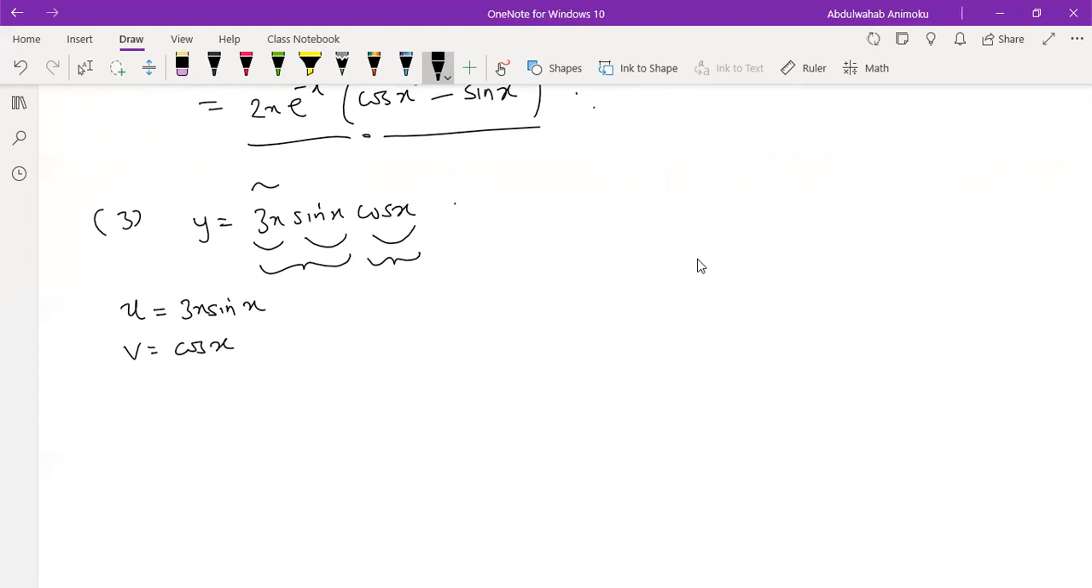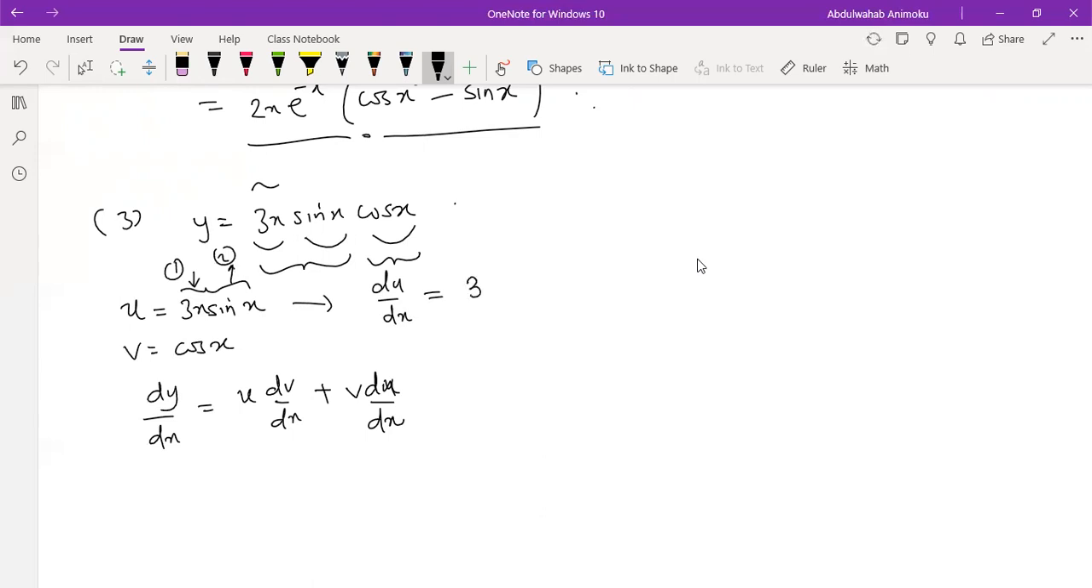All right. Now, what is dy dx again? Exactly the same thing. Your guess is as good as mine, which is u dv dx plus v du dx. Now, what is du dx? So du dx is the derivative of 3x sine x. Now notice again that we have product rule guiding this, because we have a product of two functions. The first one is 3x, and the second one is sine x. So which means we use product rule.